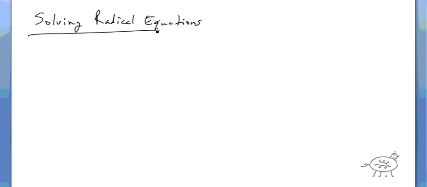All right, so this is day 8, and this is solving radical equations. All right, so this is the deal here. Let's just start out with a real basic problem. If I said the square root of x equals 3. Remember, I've always told you guys you do the opposite of what you have.